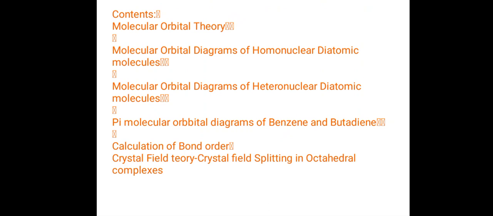Number 1, molecular orbital theory. The molecular orbital diagrams of homonuclear diatomic molecules and heteronuclear diatomic molecules. The pi-molecular orbital diagrams of benzene and butadiene. And the last concepts are calculation of bond order, and then crystal field theory, crystal field splitting in octahedral complexes. So let us move on to the first topic, molecular orbital theory.